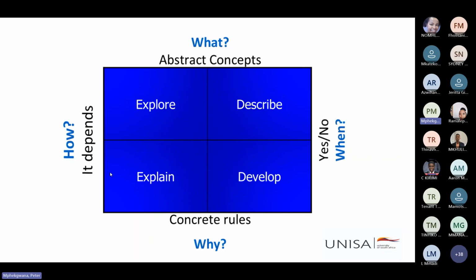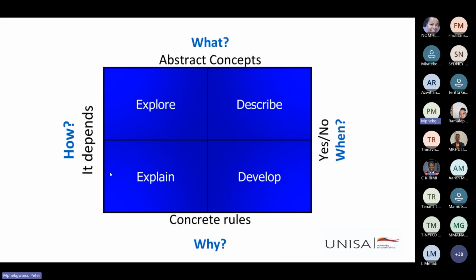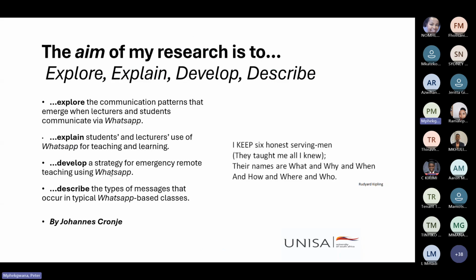Under the abstract concepts, it has two wings. It's either you explore or describe. So you can combine the what and the how. If you are doing an explore, you can rephrase the question using a what, or using a how. Let's look at the previous example. You can say, what are the communication patterns? Then we can also have the how: how do the communication patterns emerge when lecturers and so on. So you can rephrase this using a how, and again using a what.